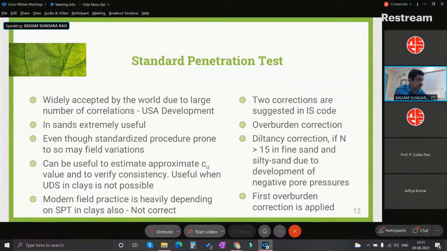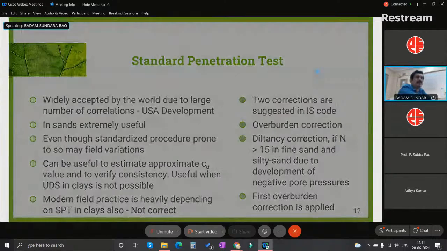For the UD samples, that is the only way, and the SPT should not be depended upon for cohesive soils, where sensitivity is required. In modern field practice, we are heavily dependent on the SPT value for clays also. It is not correct.